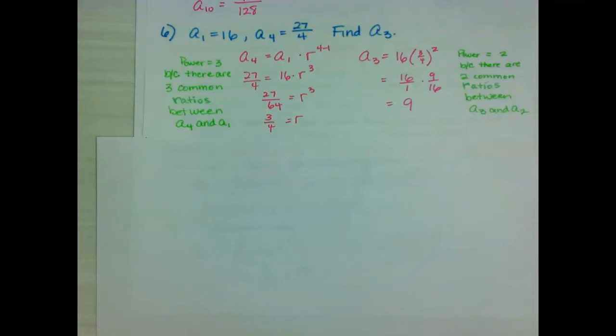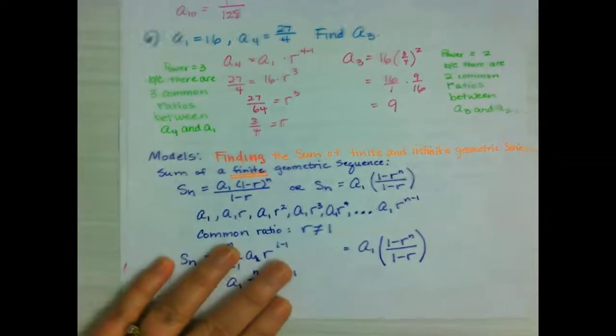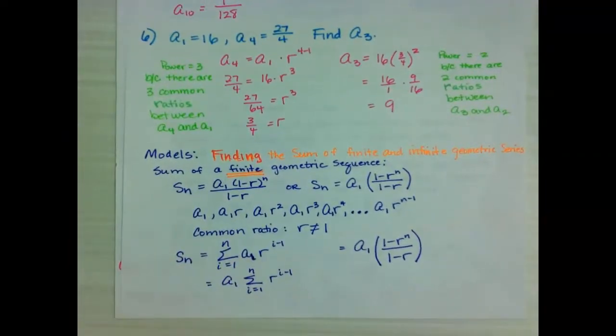So remember that if it's a sequence, it's an ordered list separated by a comma. If it's a series, then it's an ordered list, but it's separated by plus and minus signs because you're going to be adding all of the terms together. This is a little different in geometric than arithmetic, because geometric has two different kinds of summation models, whereas in arithmetic you have two models to accomplish the same task.